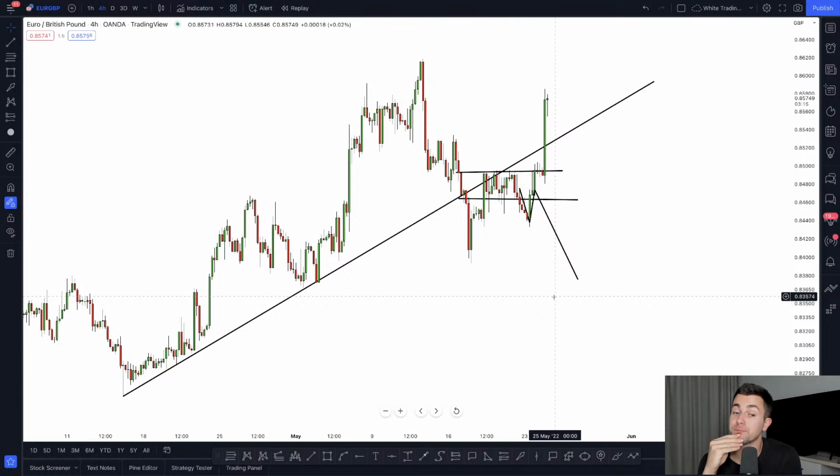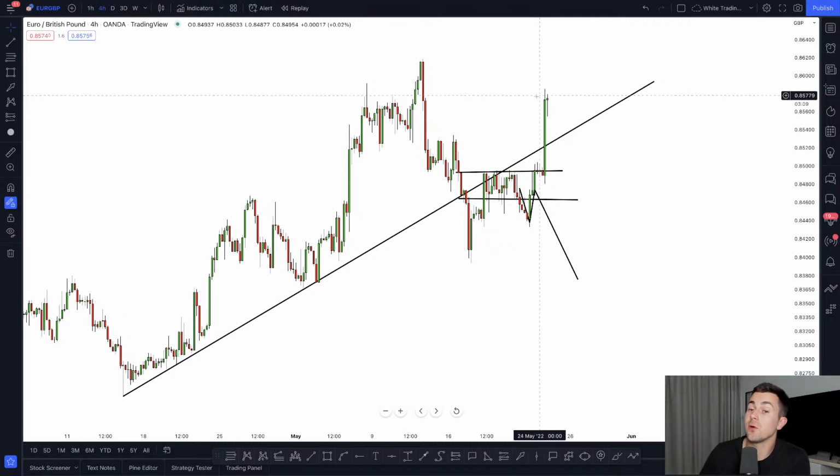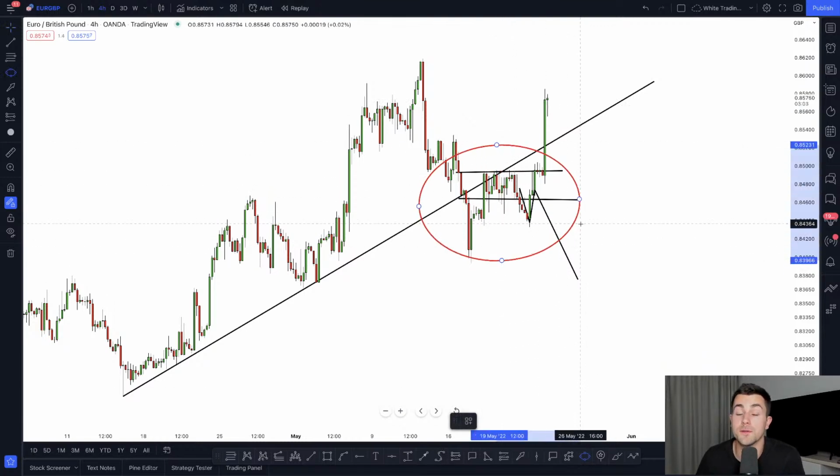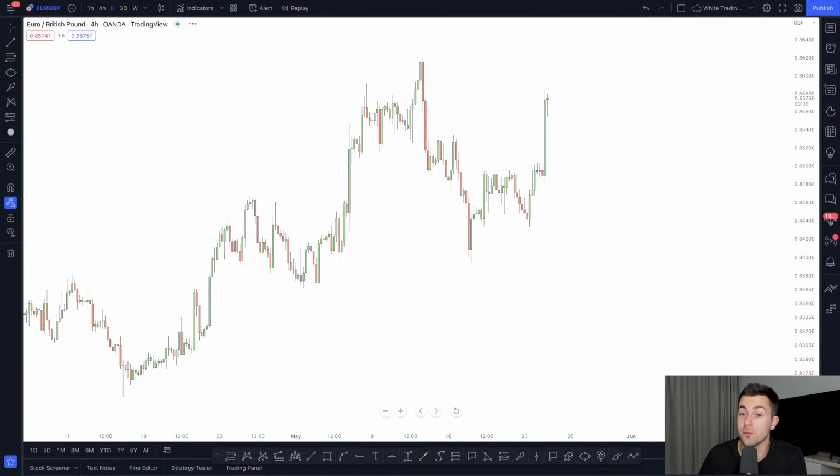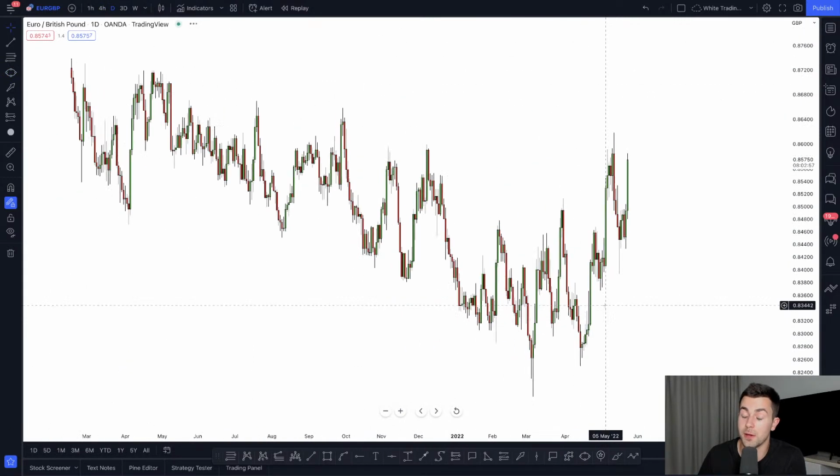Yes, so here I was wrong, and you can see that today we got a strong bullish rally to the upside. So it looks like that breakout right here was false on Euro pound. So now let's discuss what we can expect from Euro pound from such a perspective.